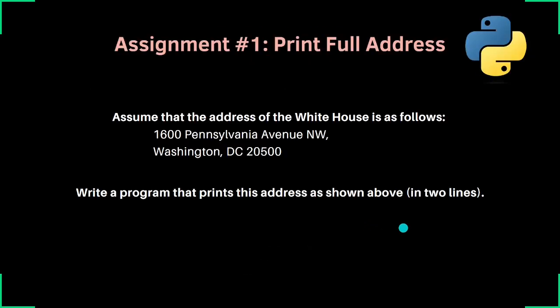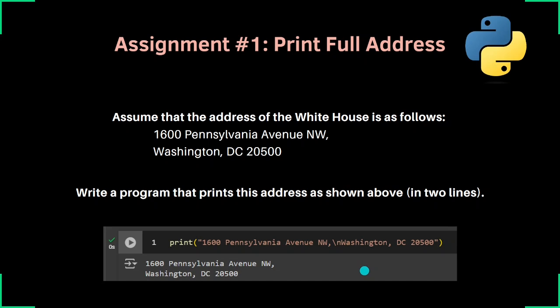So there were two assignments. I'm going to quickly go over that. Assume that the address of the White House is as follows. Write a program that prints the address as shown above in 2 lines. This is how my solution looks. What I'm doing here, if you see, is the escape character \n, and by doing that, the rest of the text will go to the next line.